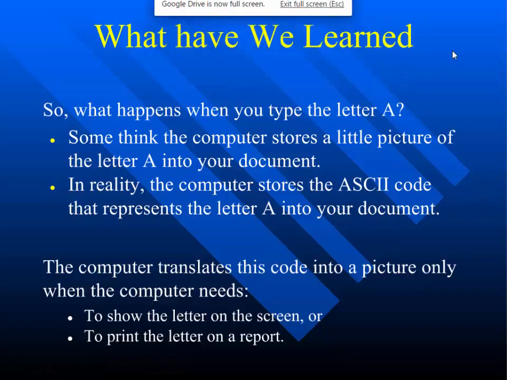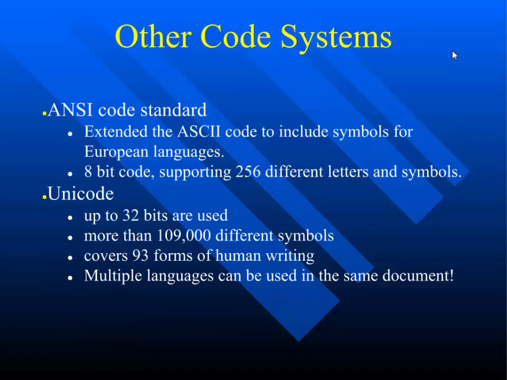So I was mentioning this earlier. What happens when you type the letter A? Some think that the computer stores a little picture. In reality, the computer stores the ASCII code that represents the letter A in your document. So it's just a series of ones and zeros. Now, when you need to see it or when you need to print it out, it takes that code and translates it into a picture to show on your screen or a shape to print on your printer. But internally, even the letters are binary numbers, but they're a binary code.